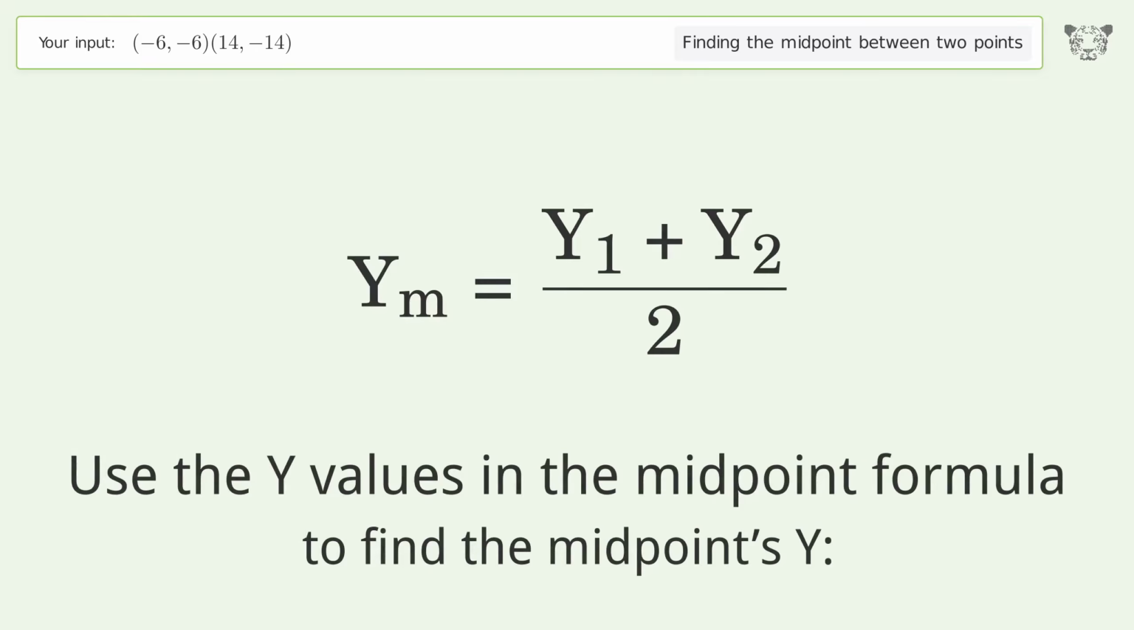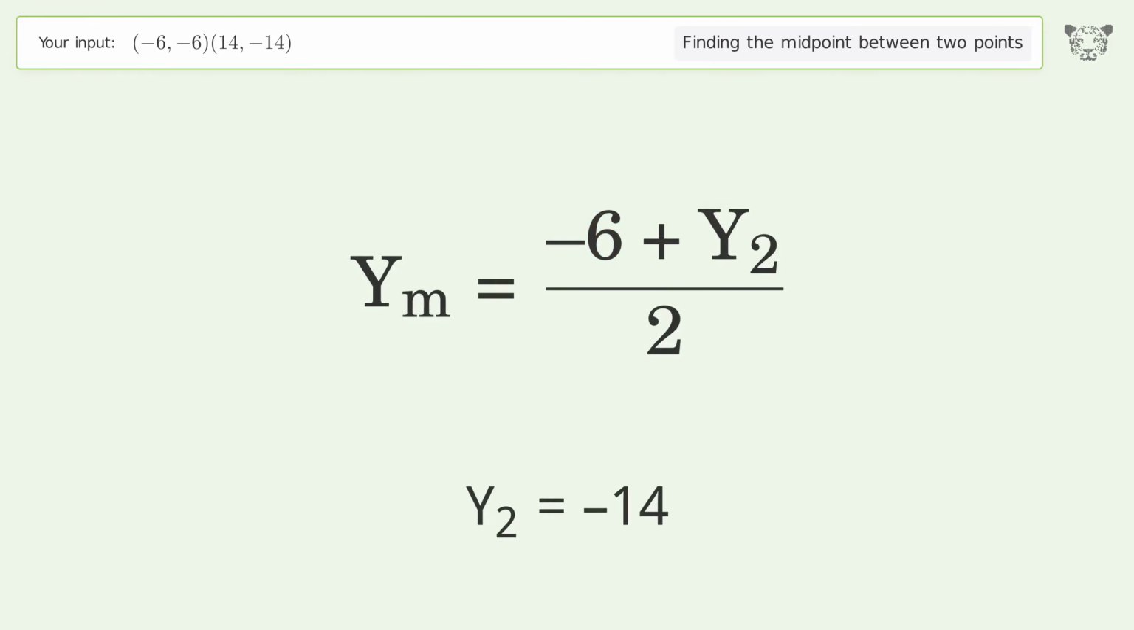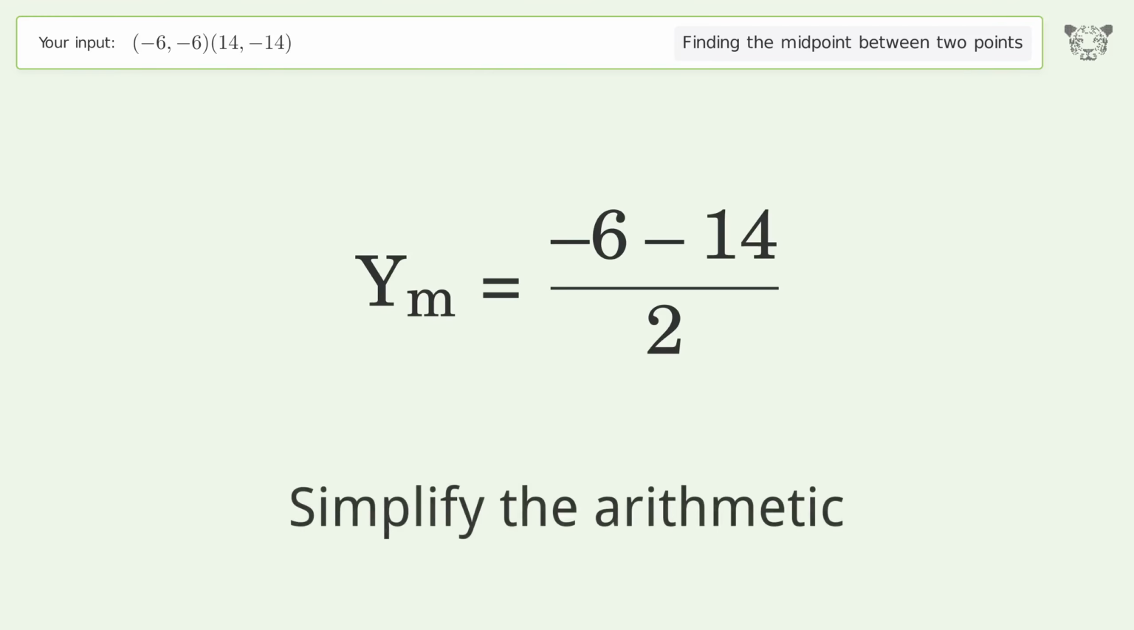Use the y values in the midpoint formula to find the midpoint's y. y1 equals -6. y2 equals -14. Simplify the arithmetic.